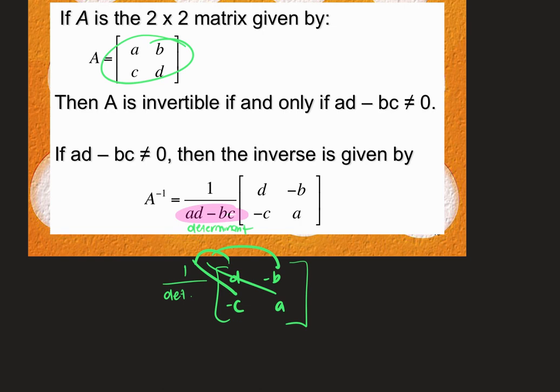It might sound confusing, but I promise you once you practice this a couple times, it's actually very easy. The only other thing on this slide that's important is that it says that it can't equal 0. If a determinant equals 0, this is undefined, meaning you cannot find the inverse.